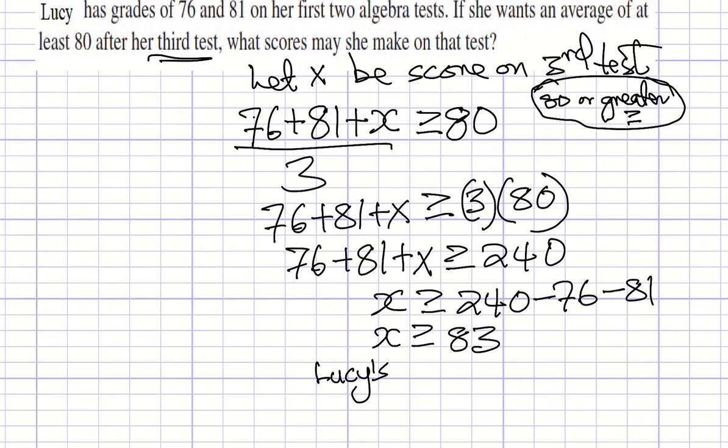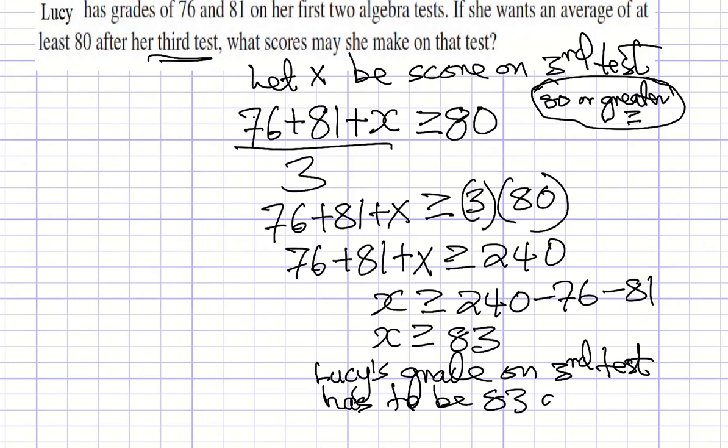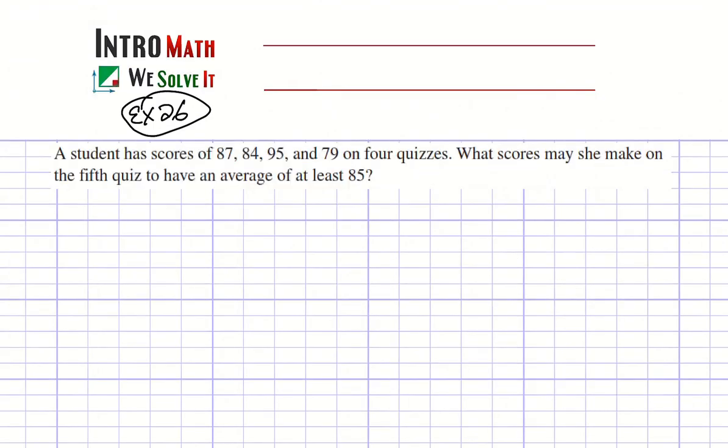Lucy's grade on the third test has to be 83 or more. That's what that is saying. Okay, that's what that is saying. So let's move on to the next example. All right, let's look at the next one.